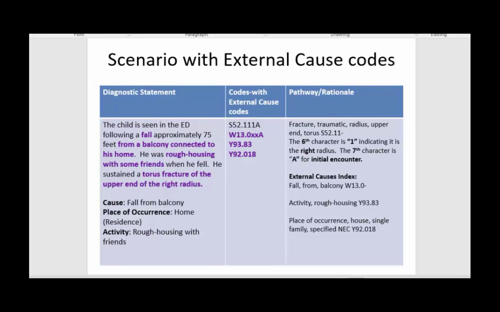And then on the following slide, I add those external cause codes, where the cause was a fall from the balcony, place was at the student's home, at the child's home, and the activity was roughhousing with his friends. So this gives us all of our codes now, our injury code and our external cause codes.